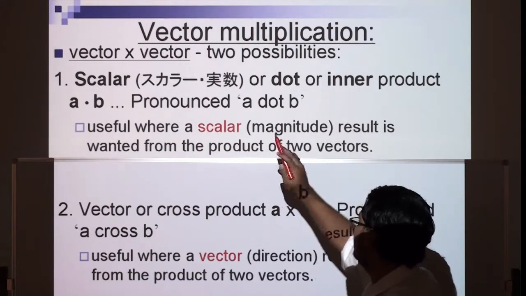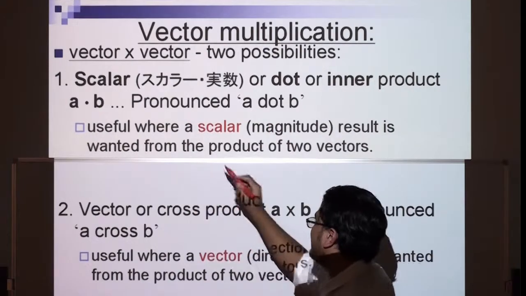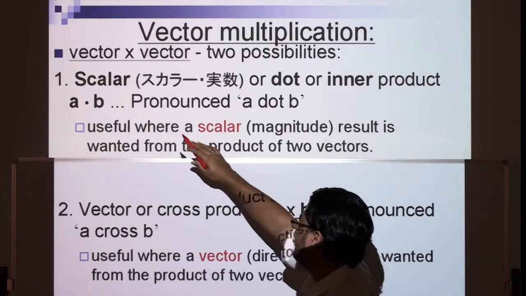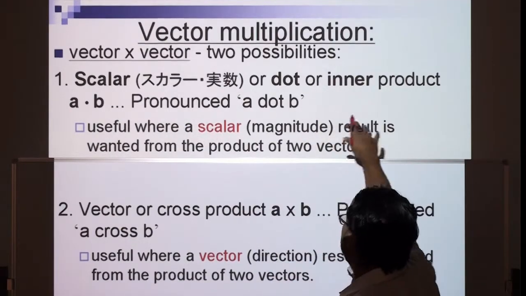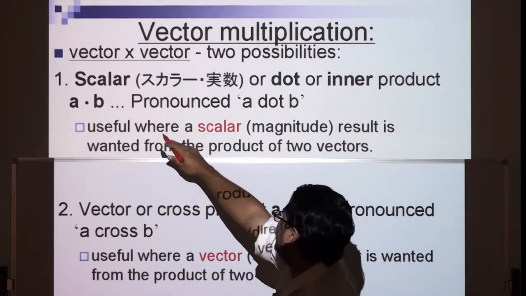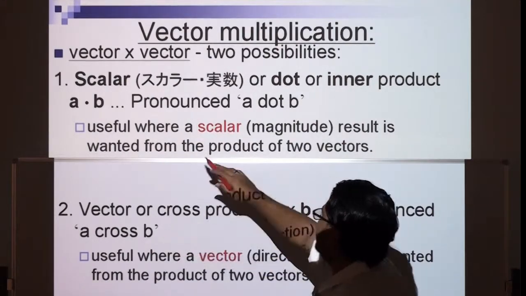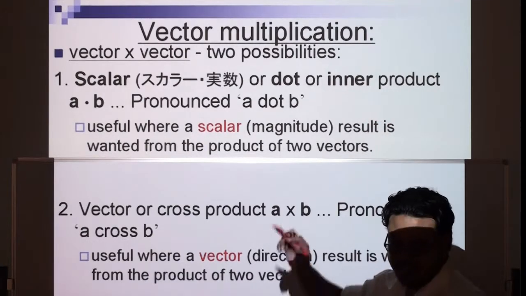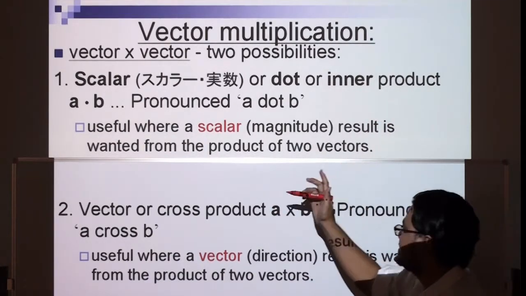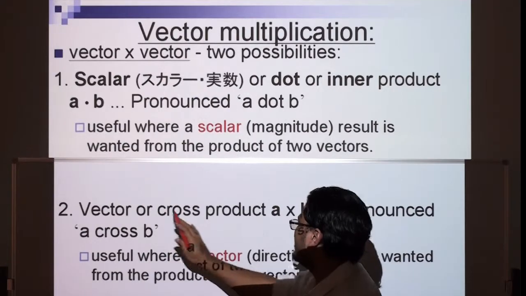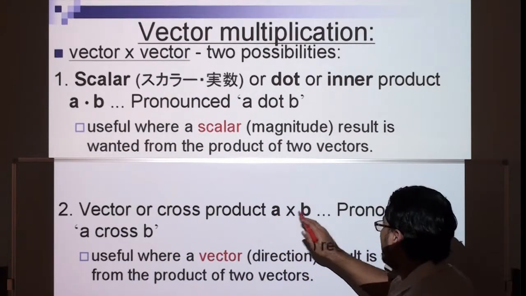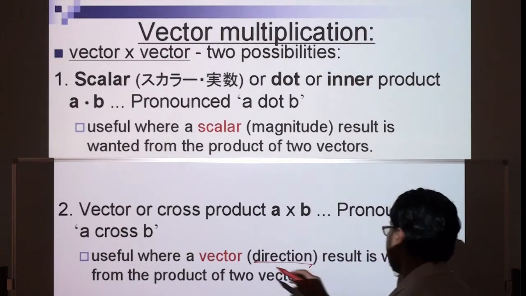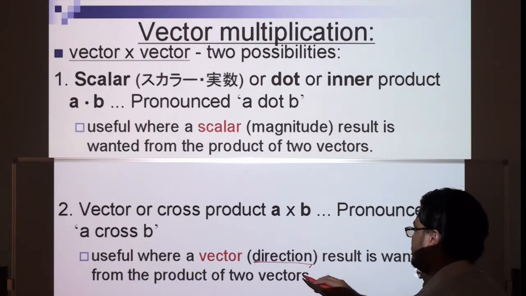Okay, so the introduction to vector multiplication, basically a vector multiplied by another vector. Two ways to do this, two possibilities. Scalar or dot or inner product, a dot b, okay, we call that a dot b. Now this is useful where a scalar or a magnitude result is wanted from the product of two vectors. The next one is a vector or cross product, a cross b. Now this is useful where a vector direction result is wanted from the product of two vectors.